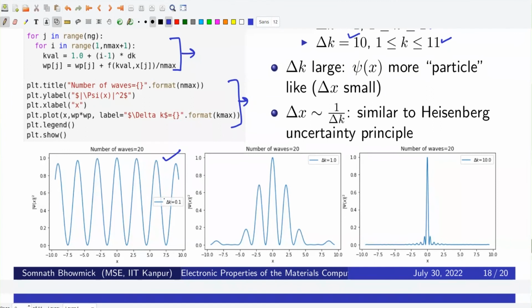On the other hand, psi x becomes particle-like for larger values of delta k. For example, the plot of psi x for delta k equal to 10. For a particle-like psi x, the position is localized in space. That is, the position uncertainty delta x is very small. However, small delta x comes with large delta k. Thus, we can write that delta x is inversely proportional to delta k. This is similar to the Heisenberg uncertainty principle.